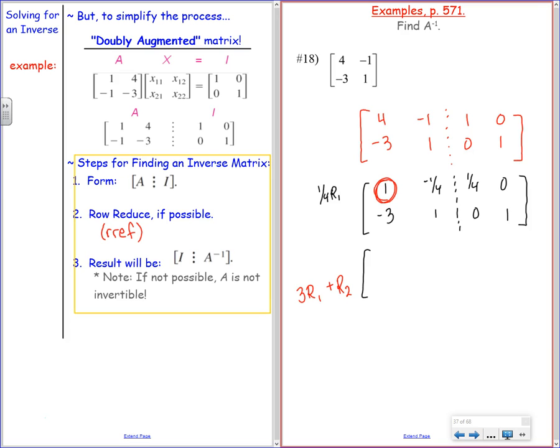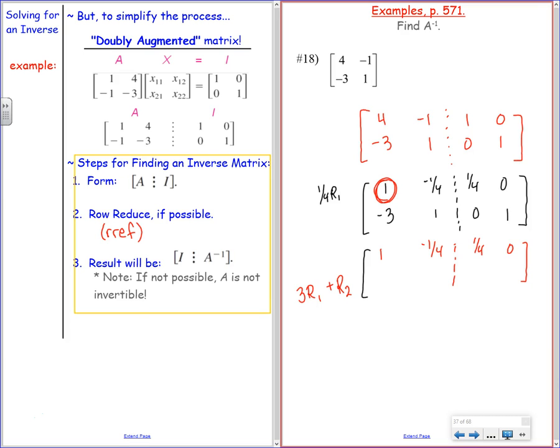Remember the process? Getting 1s, we divide or multiply by the reciprocal. Getting 0s, we add the opposite. So I take the opposite, add. Remember, row 1's fine. We can leave him. He has the 1 that I need him to have. But this is the guy I have to work with.